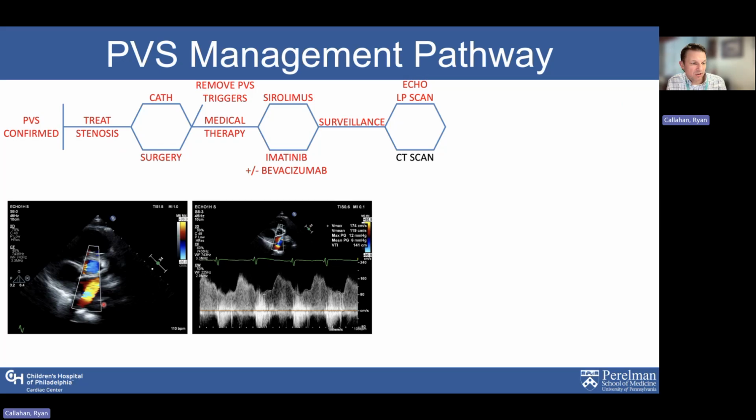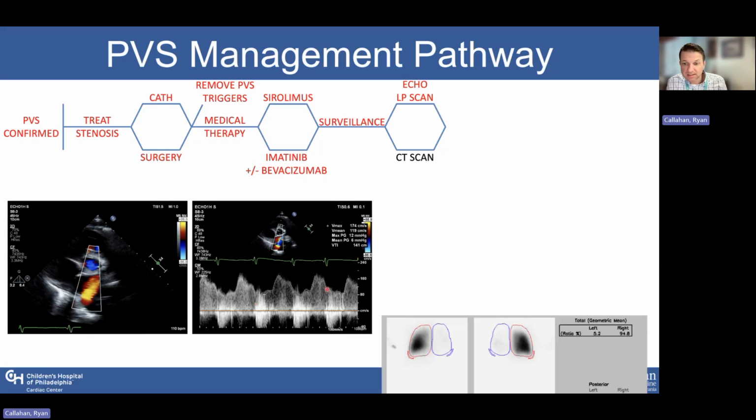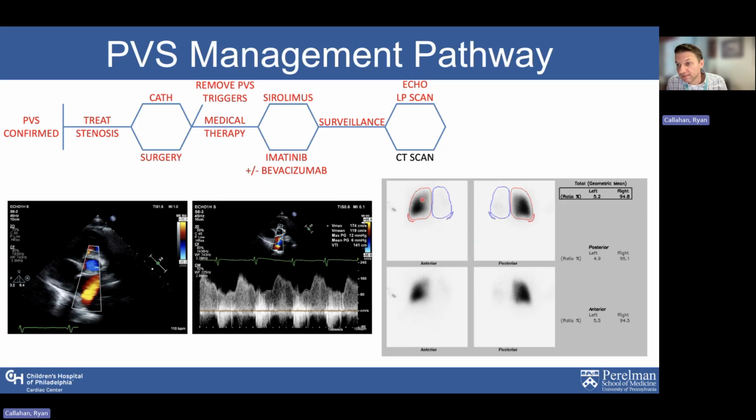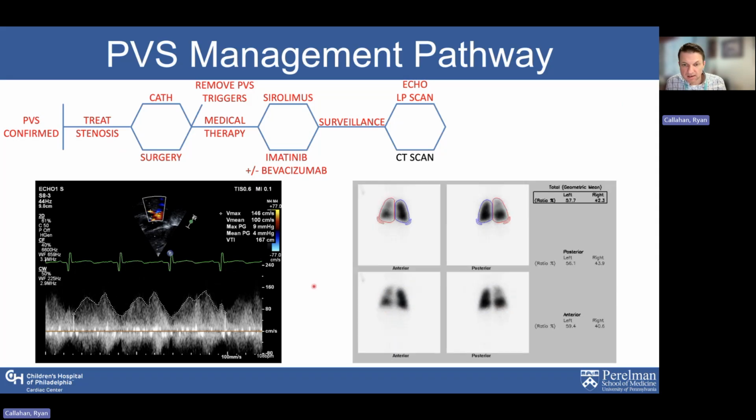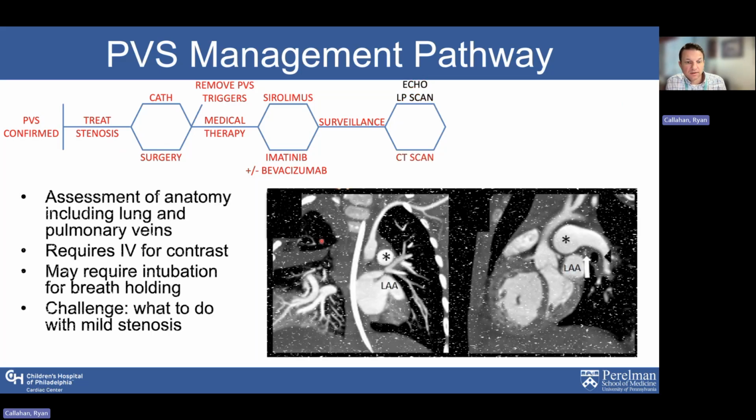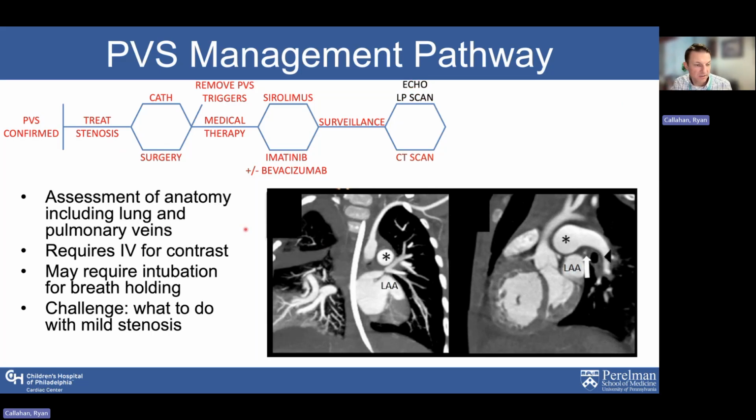So here's a gradient of 6 in the right lower vein. We might think that's PVS, but as a matter of fact, that's the only vein that's open. So the entire left side is atretic, the right upper is atretic, and so all the flow is going through the right lower. And so that's a flow-related gradient. And then here I mentioned this example where there's a gradient of 4, that's not that bad, but then you can see there's decreased flow to that upper, so there might not be enough flow to generate a high gradient.